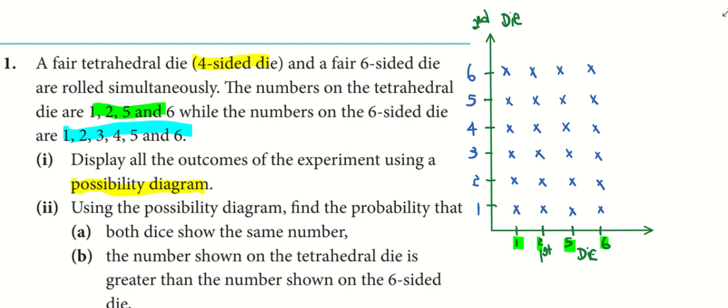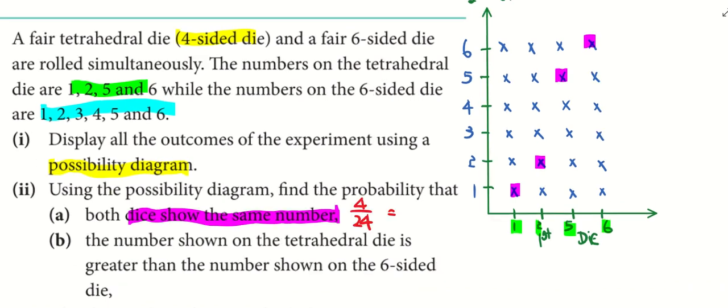So 24 outcomes. Now I want to find the probability that both dice show the same number: 1 with 1, 2 with 2, 5 with 5, 6 with 6. There are a total of 4 over 24. Please don't just give me 4 over 24. Press a calculator. You should get 1 over 6.